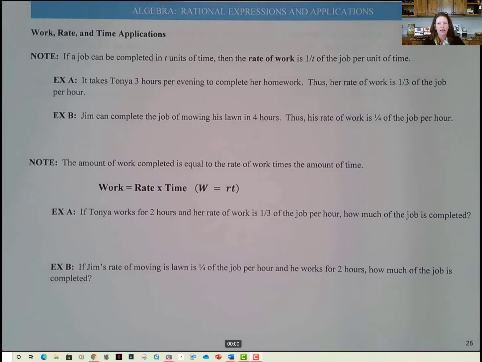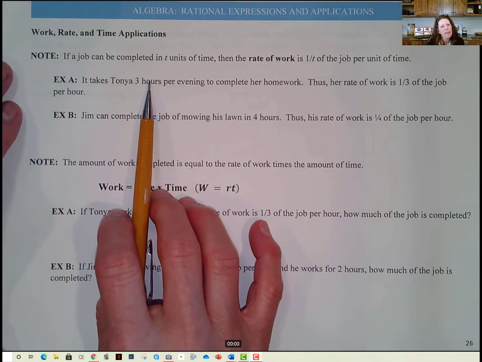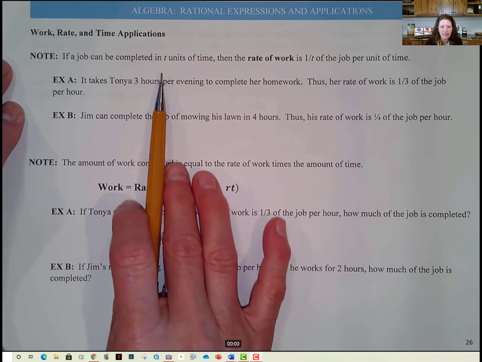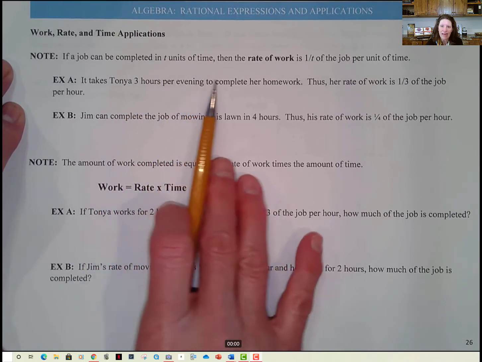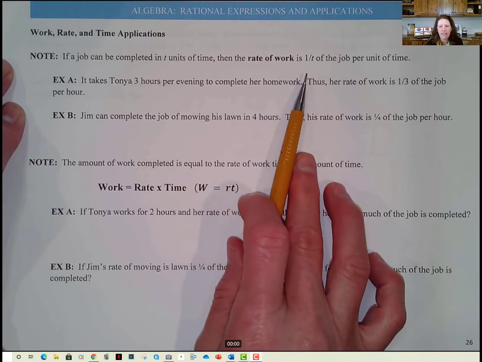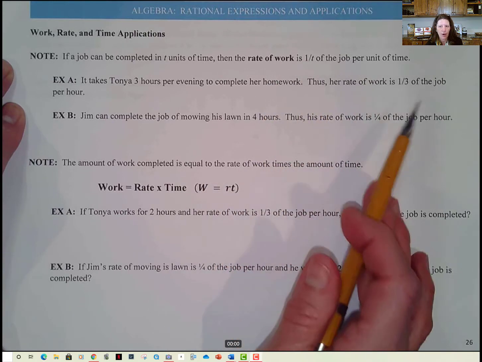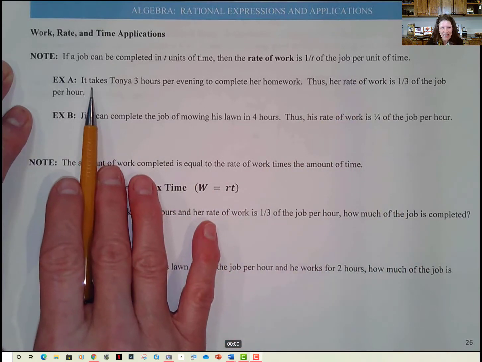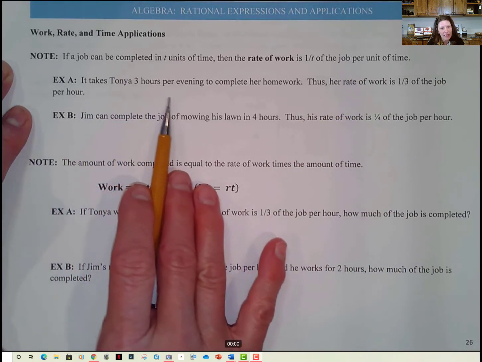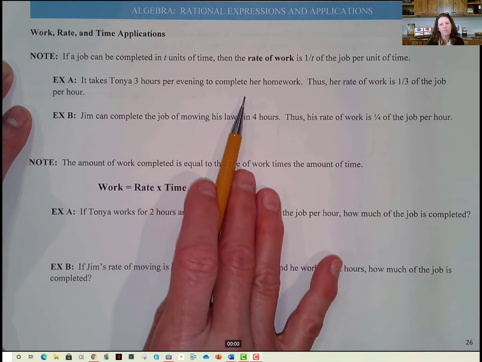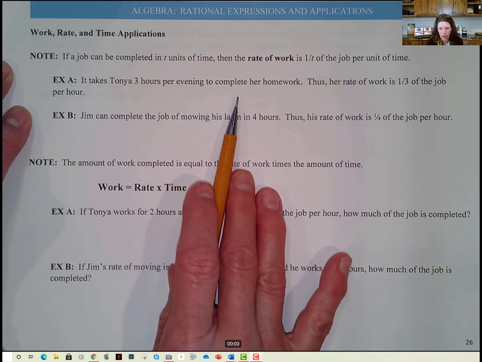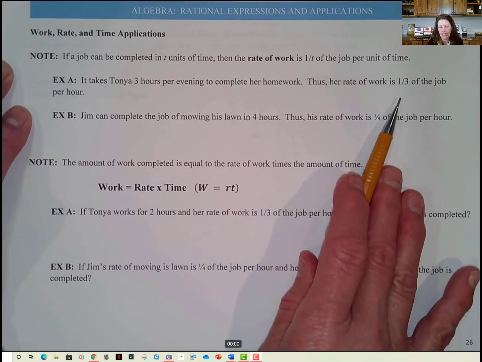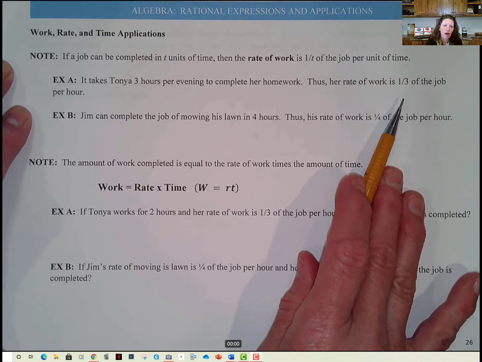Now let's take a look at our next concept, work rate and time applications. Let's do some prep work. If a job can be completed in t units of time, then the rate of work is 1 over t of the job per unit of time. For example, it takes Tanya 3 hours per evening to complete her homework. Thus, her rate of work is 1 over 3, or 1/3 of the job per hour.